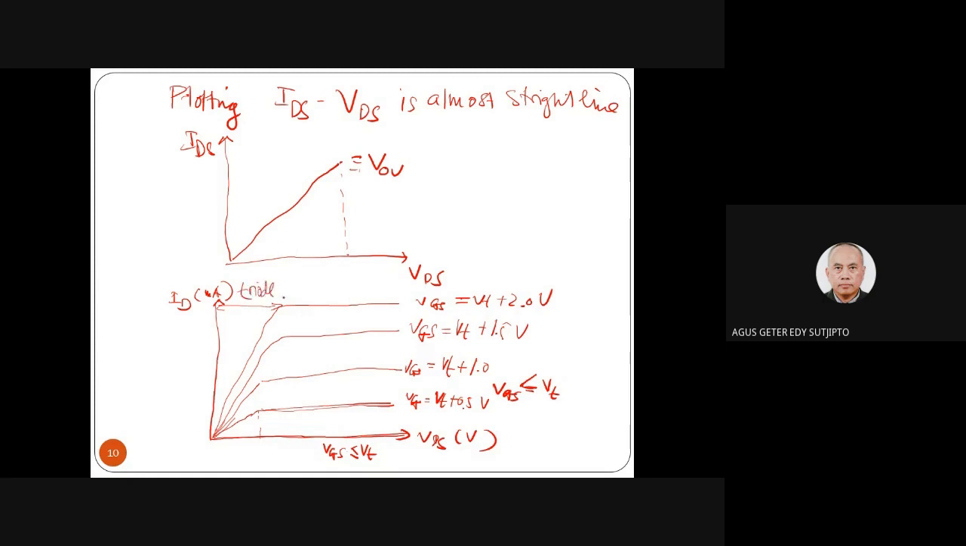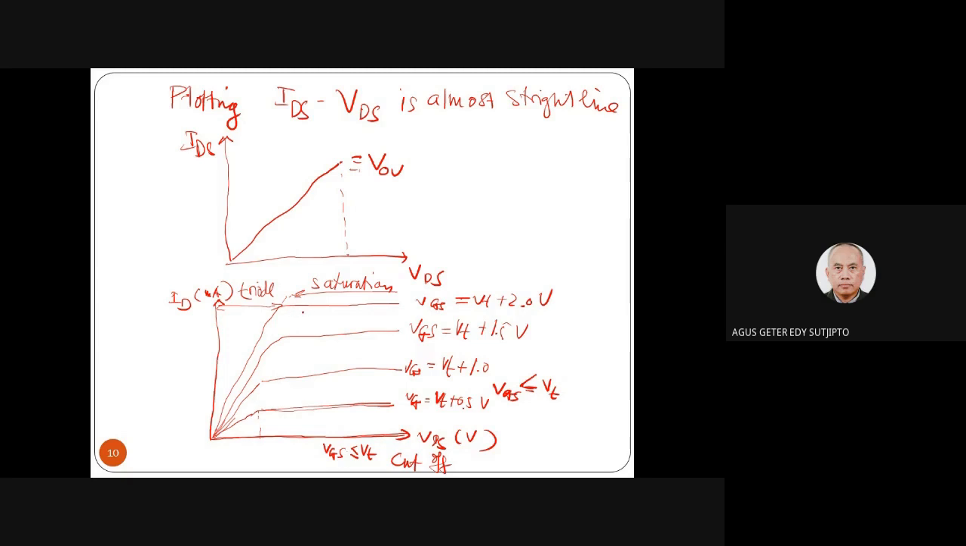And then from the triode, we have another operation, the saturation mode. Remember, the PJT also happens. And then if we have VGS equal to VT or less than VT, the current will be zero. So this is what we call the cutoff mode.